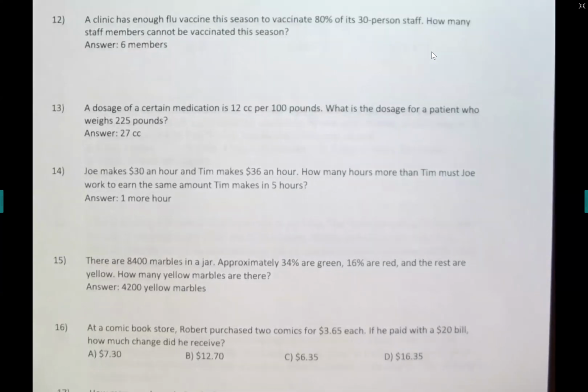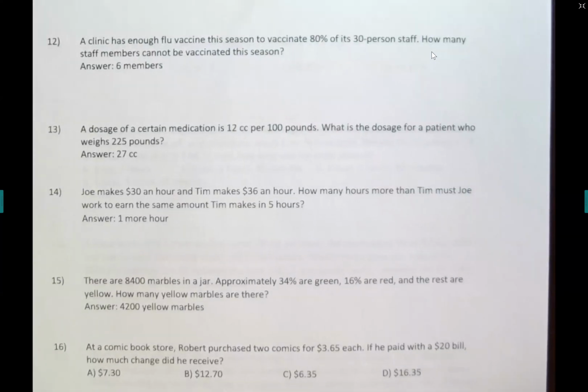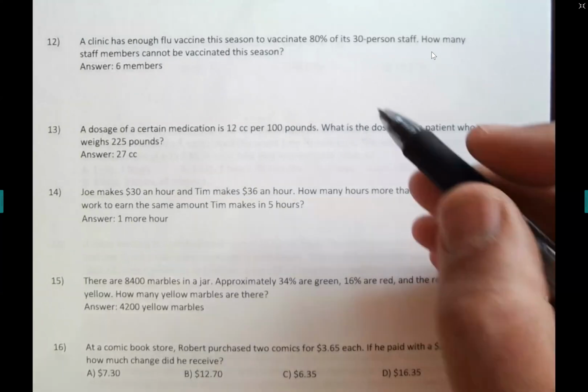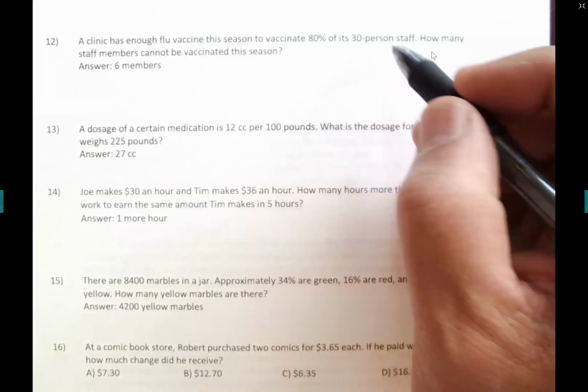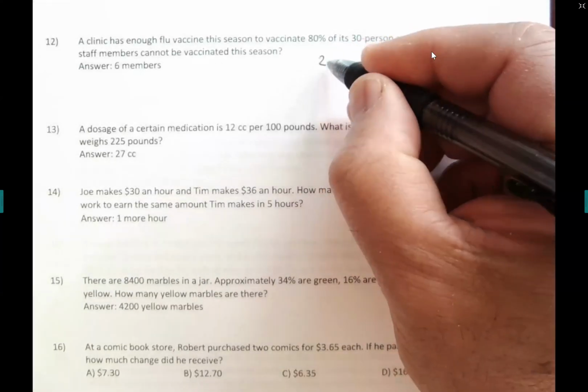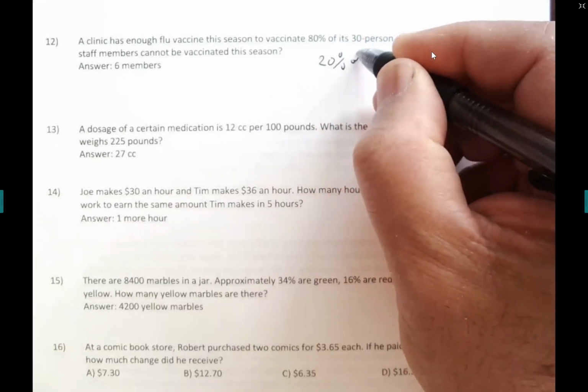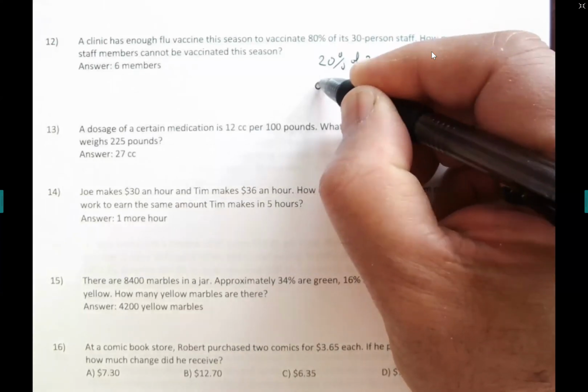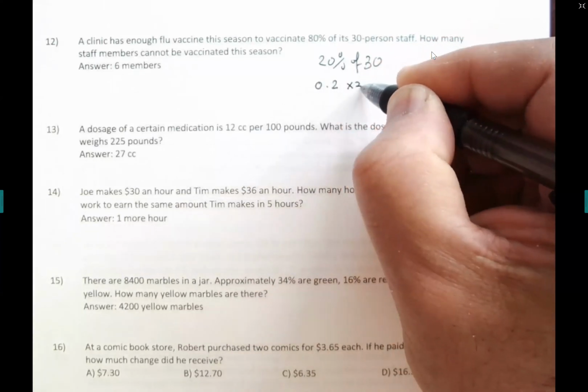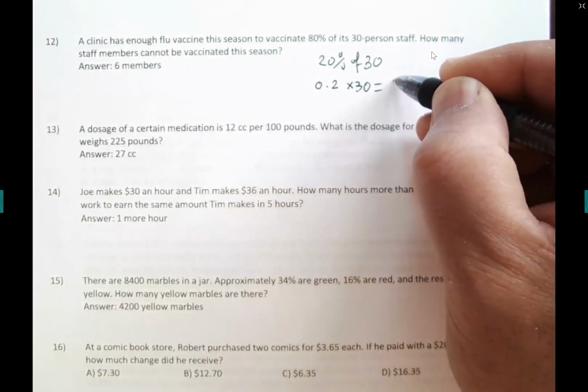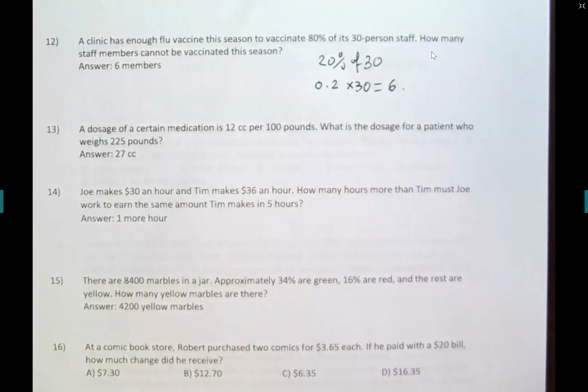12. A clinic has enough flu vaccine this season to vaccinate 80% of its 30 staff. How many staff members cannot be vaccinated? So if 80% can be vaccinated, that means 20% cannot be. So let's find the 20% of 30. 20% is 0.2. Of is multiplication, times 30, which is what? 6. So the answer is 6.